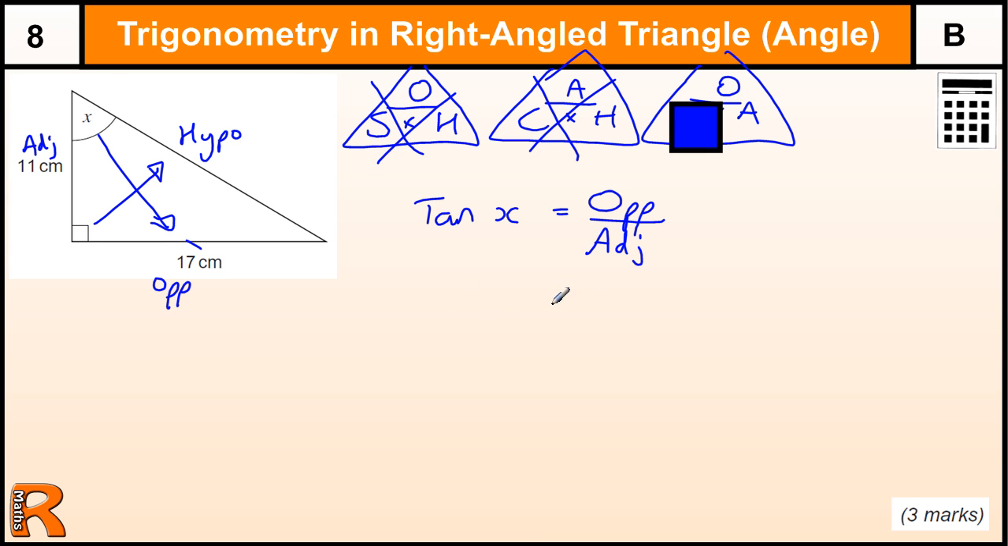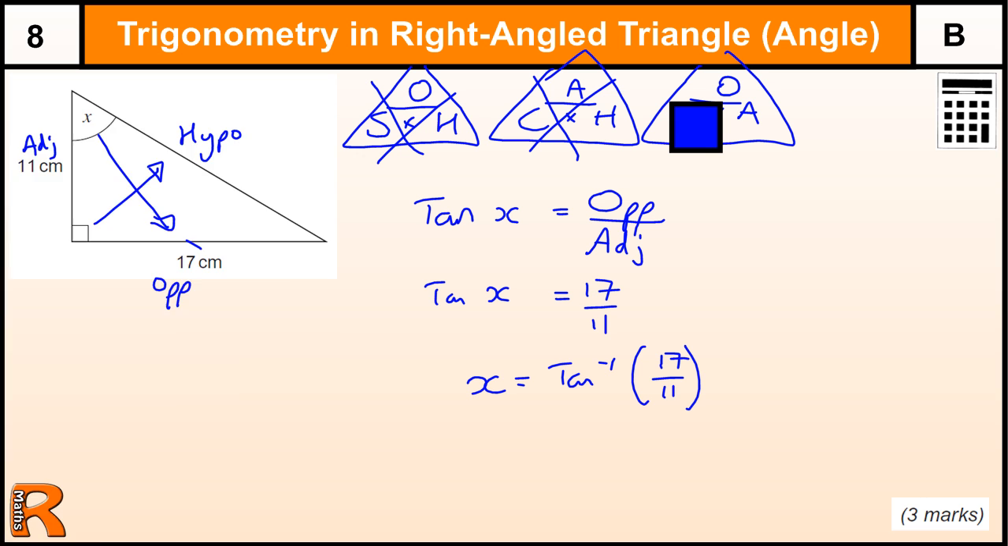Now the opposite side is 17, the adjacent side is 11. So the tan is the opposite over the adjacent, 17 over 11. Now with the sine and cos, the top number is always going to be bigger than the bottom number, but with tan it can be either way around. So to find the tan of x, which equals that, when we're trying to find the angle, we must use the inverse tan, or the tan to the minus 1, or the arc tan as it used to be called, of 17 over 11.